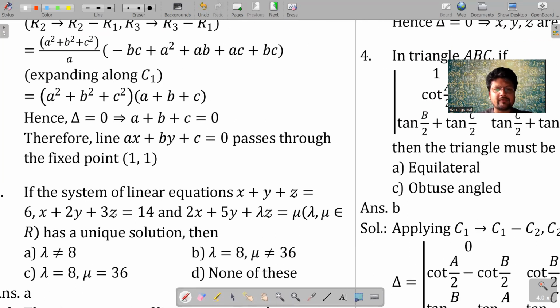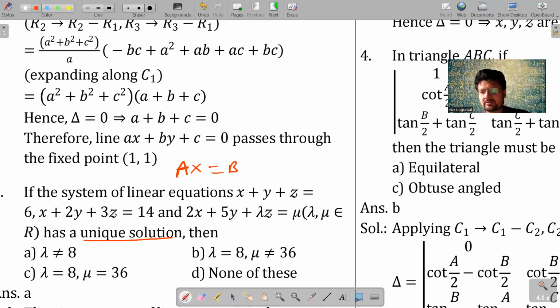Question number 2 is: if the system of linear equations has a unique solution, then... we were doing this question yesterday, right? The last question of the session yesterday. So if the system of linear equations is given, we always write it like AX is equal to B. And it will have a unique solution only when, what is the condition? A inverse exists.